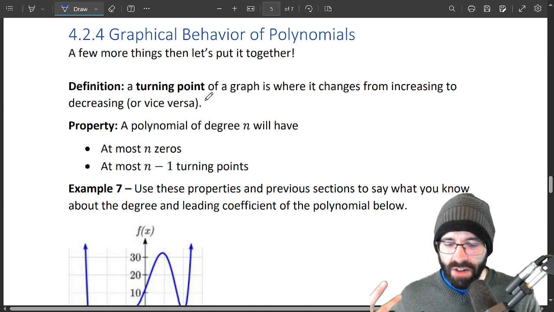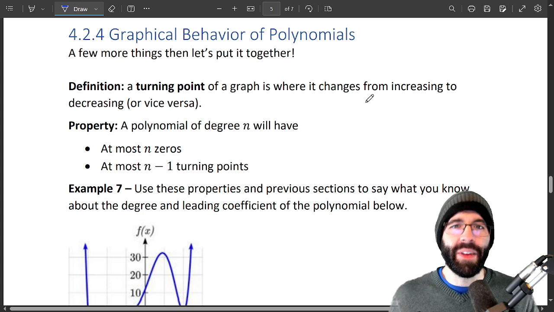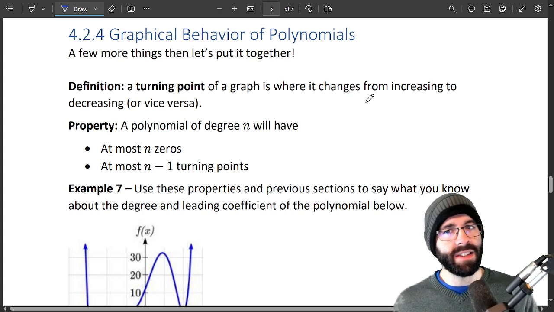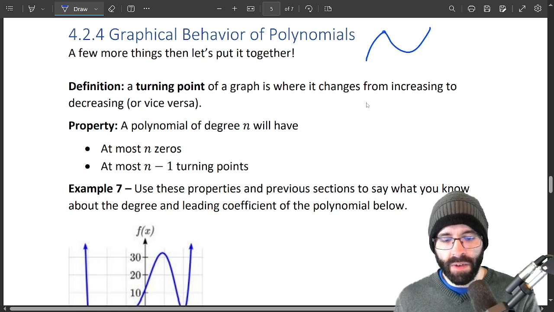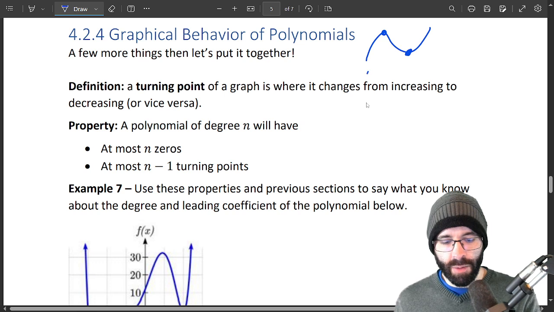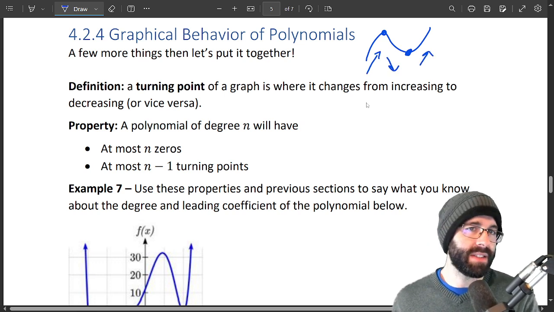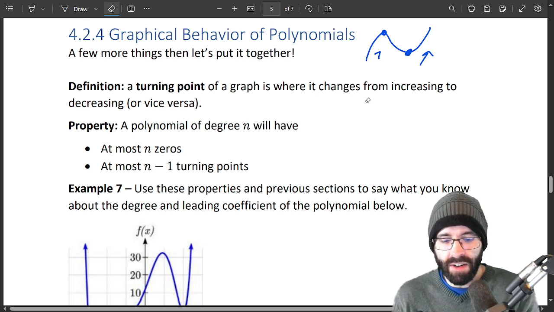So a turning point of a graph is where it turns. It's where it changes from increasing to decreasing or vice versa. So we know what these look like, right? So here are turning points. It's going from increasing to decreasing, and then it's going back to increasing. So where it switches from going up to down or vice versa, that's just a turning point.